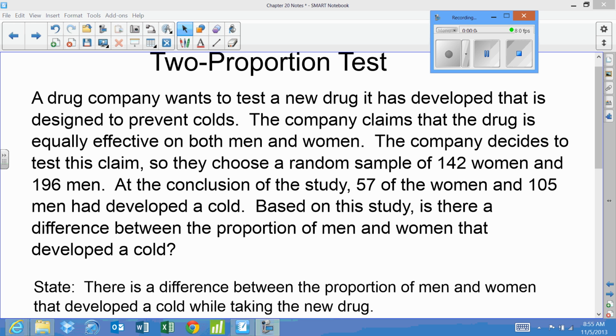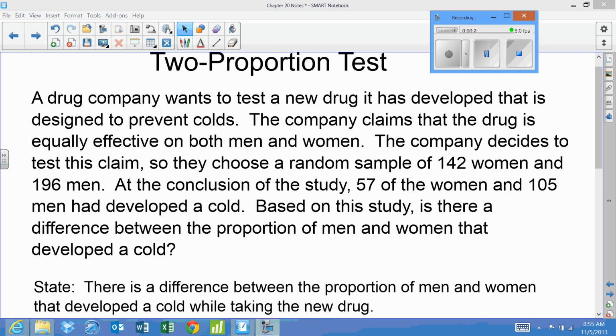Okay, let's look at a two-proportion test here. We're looking at a drug company that wants to test a new drug that is designed to prevent colds. The company claims that the drug is equally effective on both men versus women. The company tests this claim, so they choose a random sample of 142 women and 196 men.